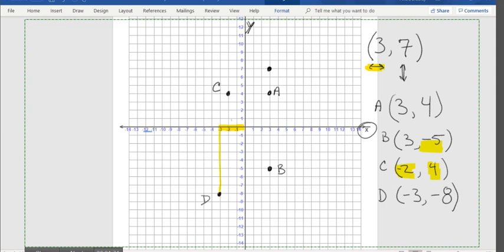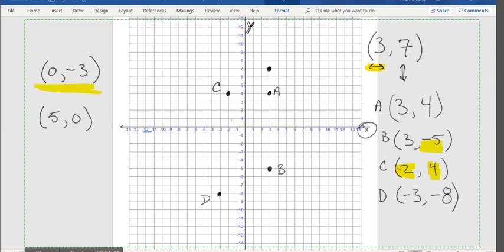Okay, I want to go over a couple specific examples that tend to throw students off the first couple times. What if you have something like 0, negative 3, or what if it's the other way around, maybe it's 5, 0? So what if you have a point that you want to plot on your coordinate plane, but one of your numbers here is a 0? Well, let's do this one first.